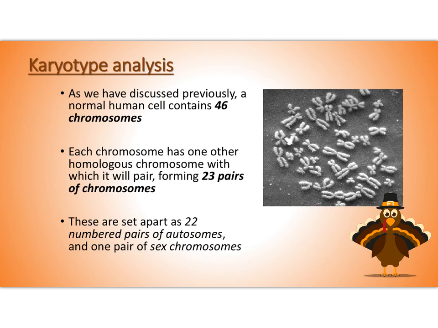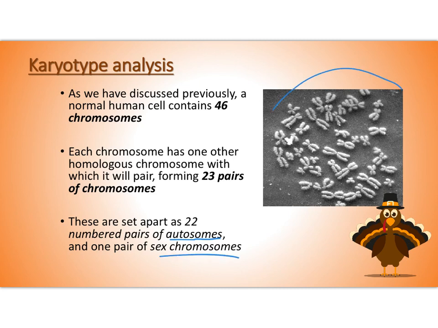So we've already discussed in this unit a couple different things. A human cell normally has 46 chromosomes, and those are in pairs, right? Because you get 23 chromosomes from your mom, 23 chromosomes from your dad, and those pair together. This includes 22 numbered pairs of chromosomes that we call autosomes, and also a single set of sex chromosomes.